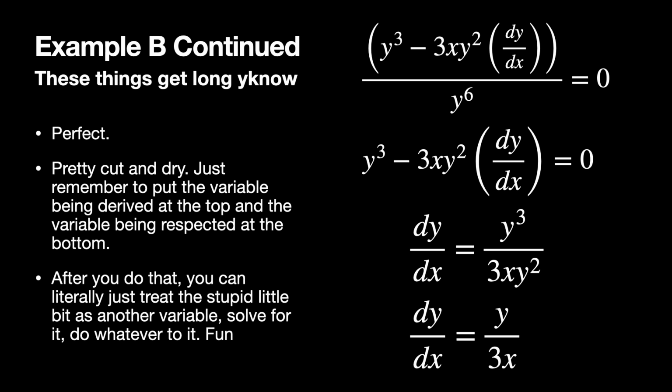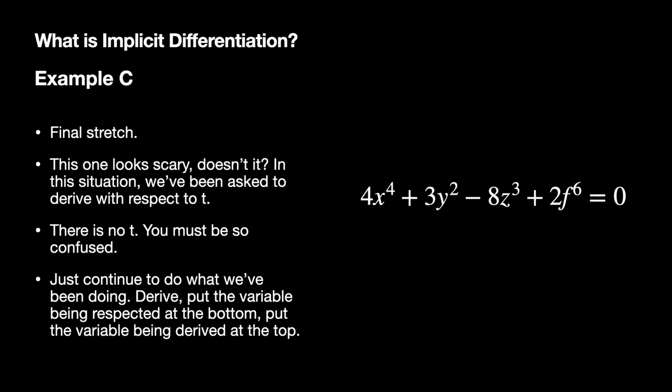Here's the continuation of it. I made a little fraction, as I should, and then I basically solved it in reverse so I could get dy over dx alone, taking it out of the top of the fraction and putting it on the other side. Then you get y over 3x for dy over dx. Pretty beautiful if you ask me. Anyway, here is my personal favorite, like top 10 for sure.